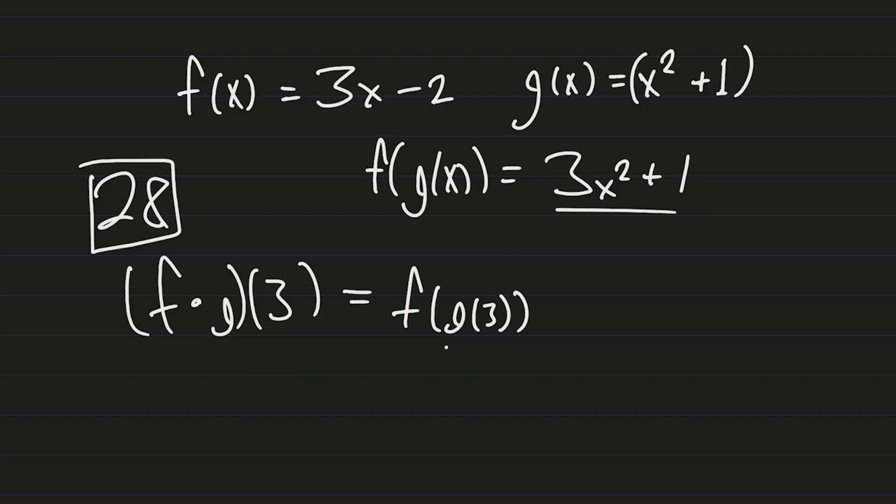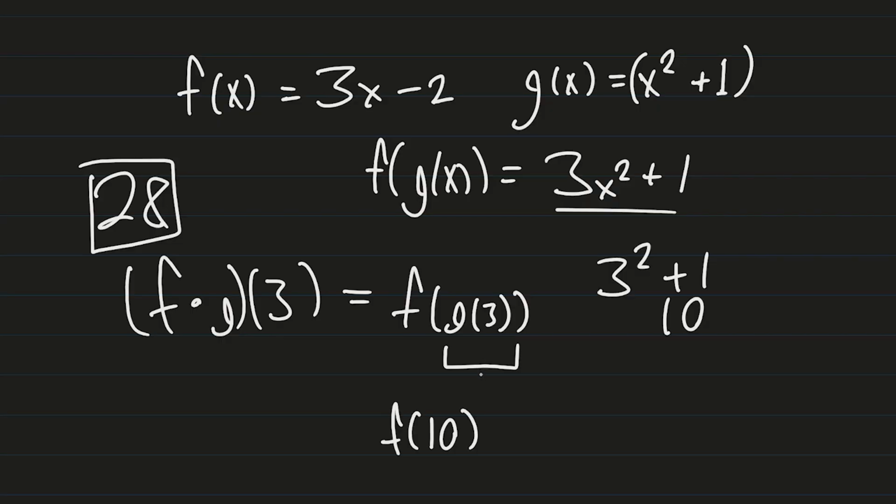So let's find the inside first, g of 3. So we plug in 3 for x and g of x, we get 3 squared plus 1, which is 10. So now we're looking for f of 10, right? Because we know g of 3 equals 10.